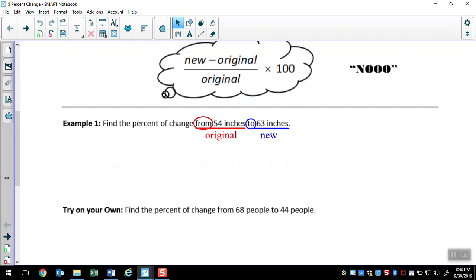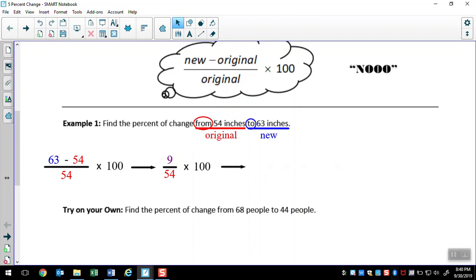All right, so remember our formula up here. We're going to set that up. So I'm going to have my new minus my original over the original. So my new was 63 minus my original was 54, all divided by 54. Again, these two numbers will always match. All right, so let's do some math. 63 minus 54 will give us 9. So it's going to be 9 over 54. We're just going to carry that 54 over.